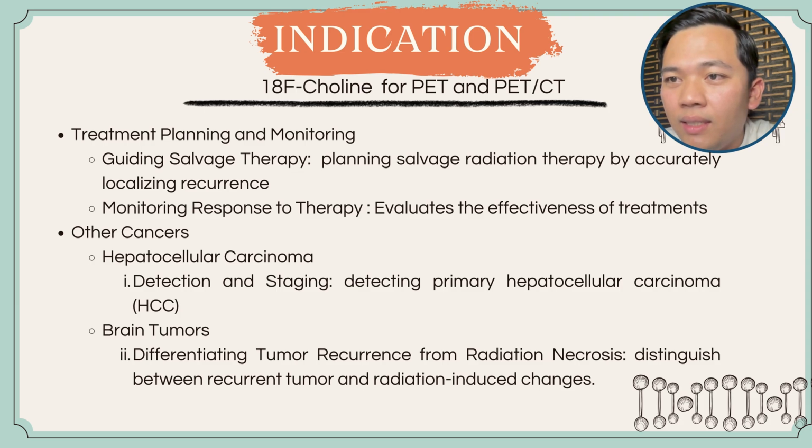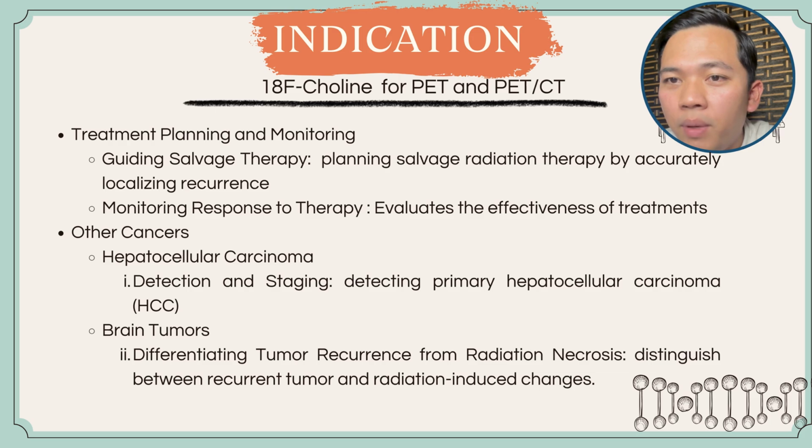Okay, next is application in other cancers: hepatocellular carcinoma, detection and staging. The 18F Choline PET CT is also useful in detection and staging of hepatocellular carcinoma, which is HCC. It can identify primary HCC and its metastasis, particularly in patients with inconclusive findings on other imaging modalities. This assists in accurate staging and guides treatment decisions.